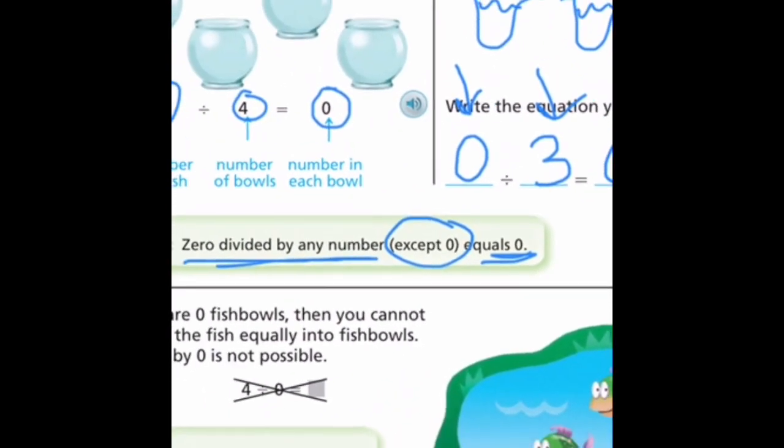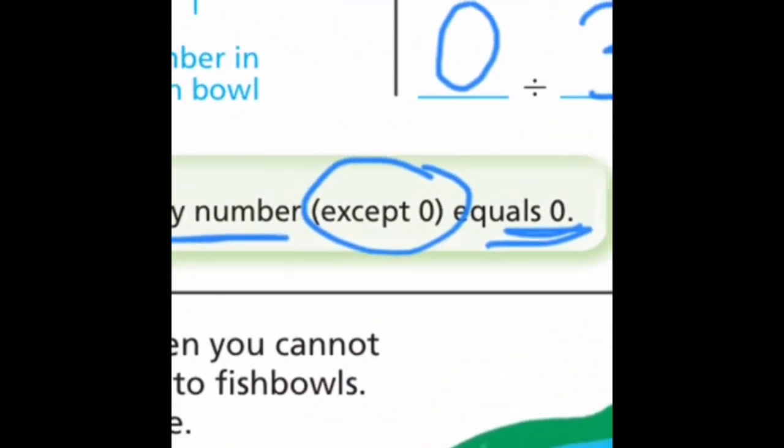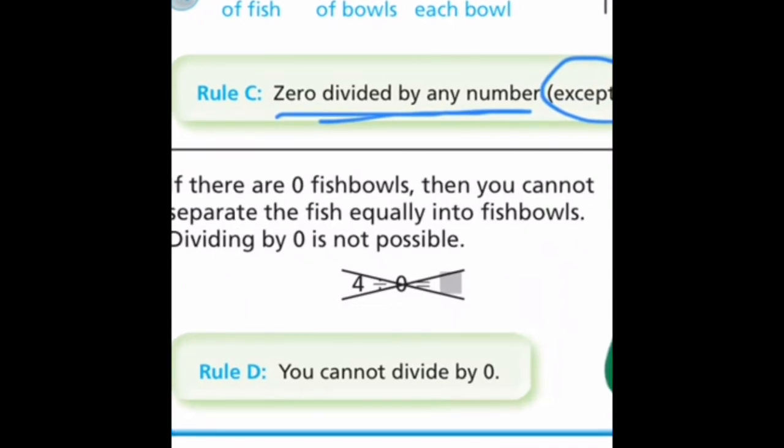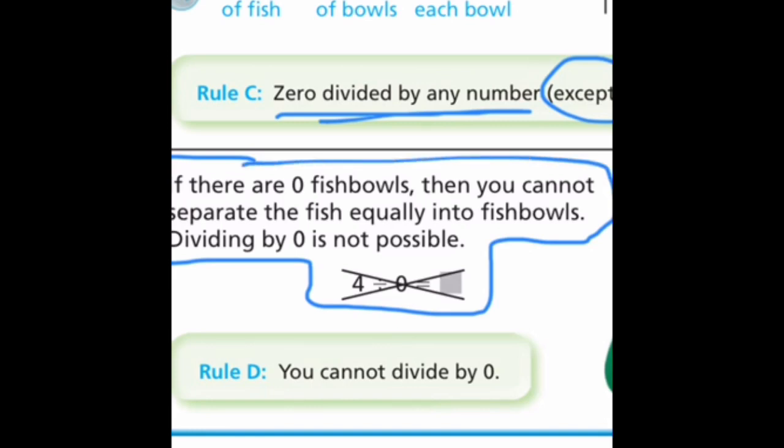Now notice the other thing it says, except 0. We cannot divide by 0. So we cannot have 4 divided by 0. We can't take 4 things and divide them equally into nothing. I have to have something to put them into. Okay? So we cannot divide by 0. If there are 0 fish bowls, then you cannot separate the fish equally into fish bowls because there aren't any. Dividing by 0 is not possible. We cannot do 4 divided by 0. You cannot divide by 0.